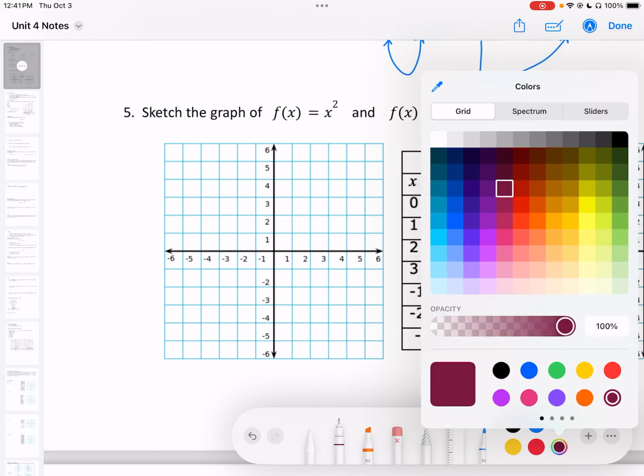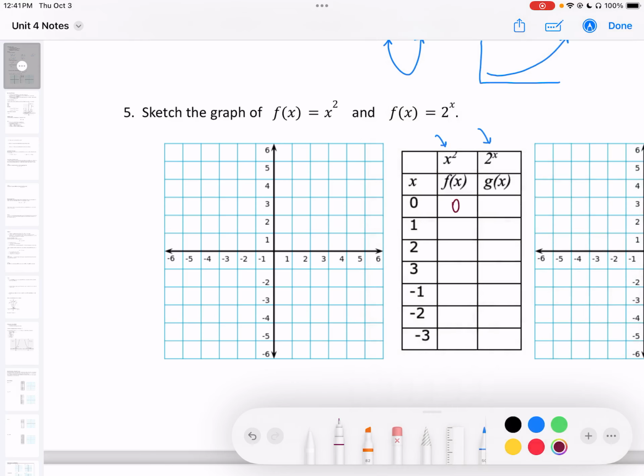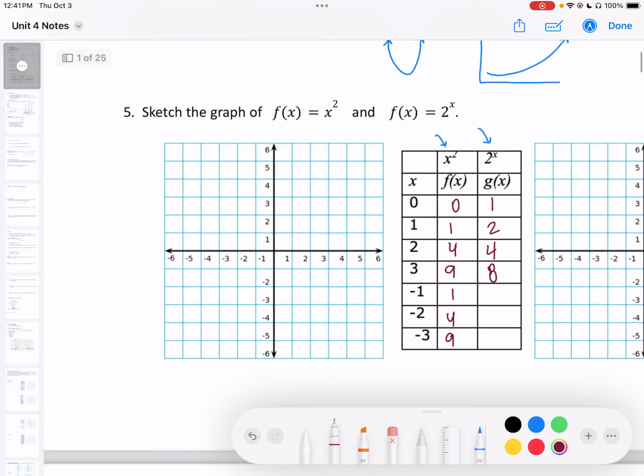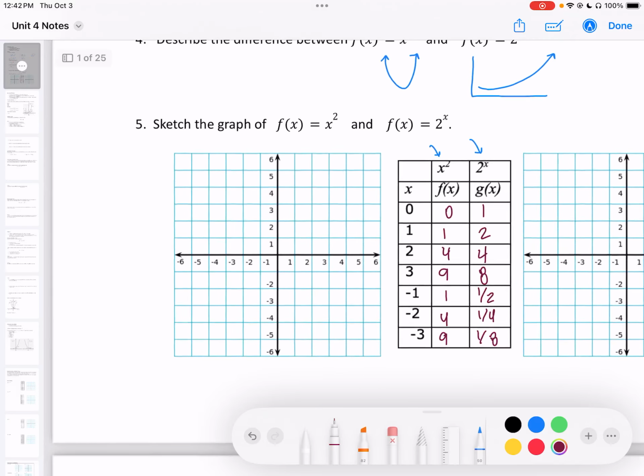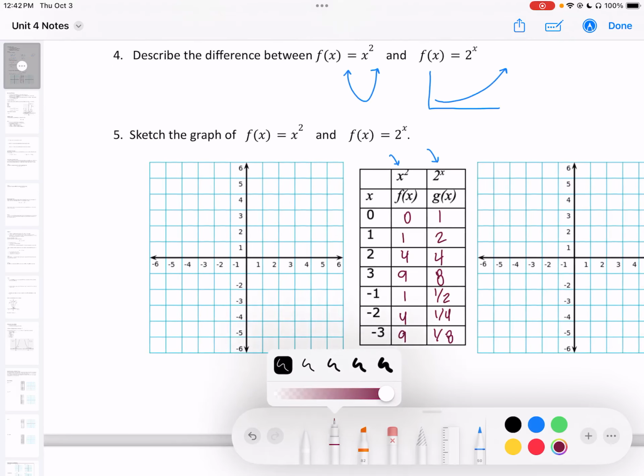I'm going to switch colors over here. So 0 squared is 0, 1 squared is 1, 2 squared is 4, 3 squared is 9. And then you'll notice that our values repeat even when they're negative. 2 to the 0 is 1, 2 to the power of 1 is 2, 2 squared is 4, 2 cubed is 8, and then if we do 2 to the power of negative 1, that's 1/2, and then 1/4 and 1/8. Okay, we're going to graph both of these functions as well.